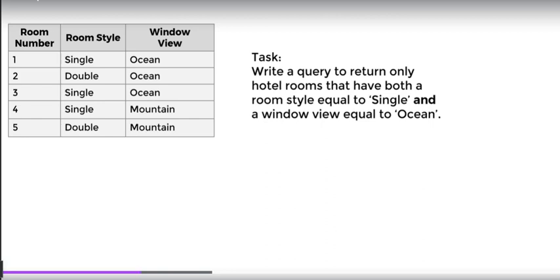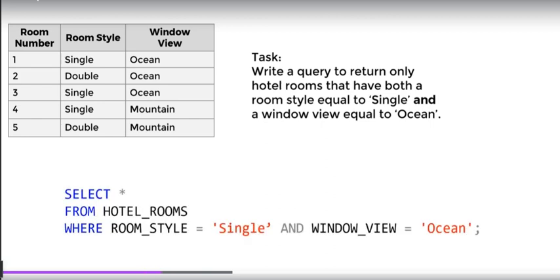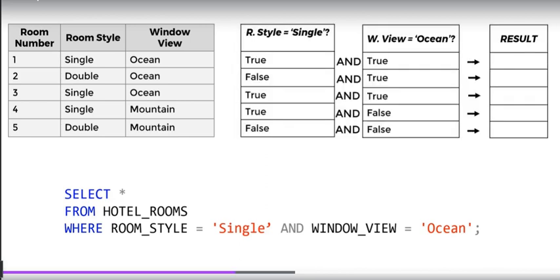To do this, we use the AND operator in the query. Select from hotel rooms where room style is equal to 'single', in single quotation marks, and window view is equal to 'ocean'. It must meet both conditions, then only it will satisfy and give the result. Both conditions should be true. If one condition is false, then it does not give any result.